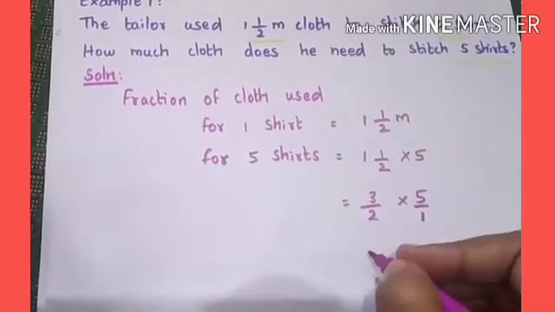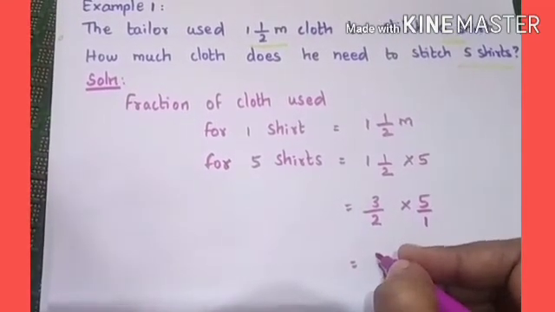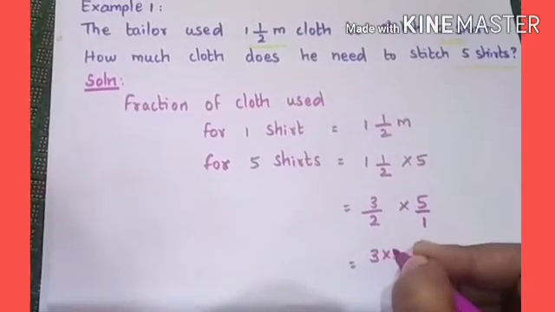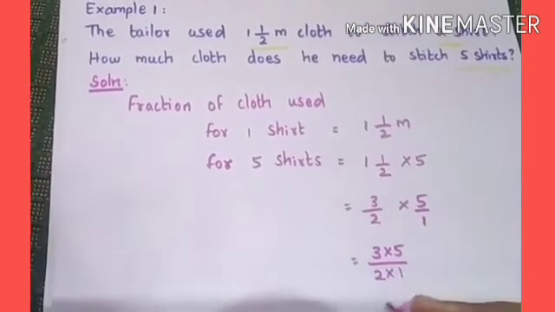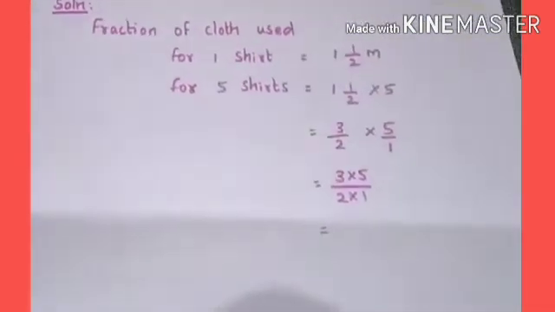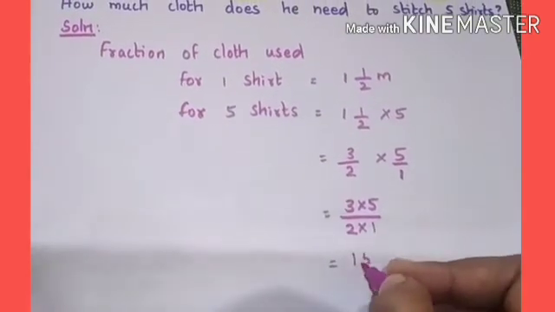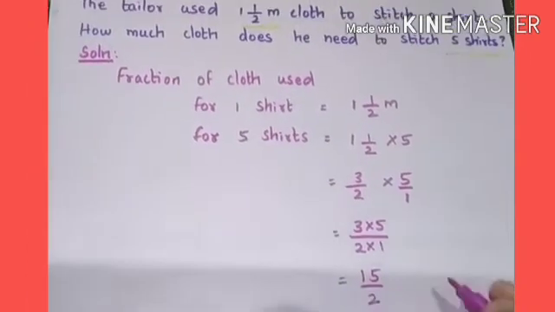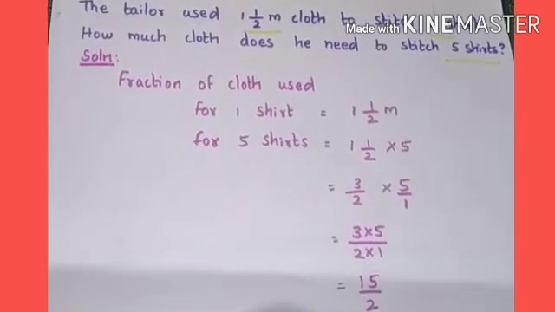Here there is no common factor. Then multiply the numerators and then multiply the denominators. That is 3 into 5 by 2 into 1. 3 fives are 15 by 2 ones are 2. Here 15 by 2 is an improper fraction.